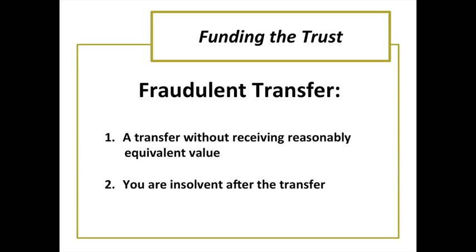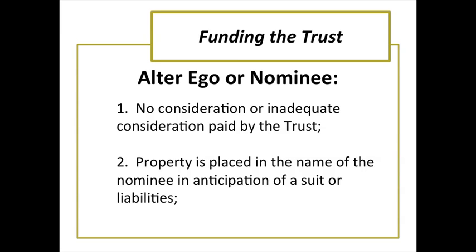So what we're trying to avoid here are those things that can wipe out the protected status of your trust. And another one of those, by the way, and I'm bringing this up because there was just a brand new IRS tax court case where the IRS, and they love to do this, they love to claim that the trust is your alter ego or nominee. And the factors they used in this particular case, which I thought I'd bring up to you guys, is number one, no consideration or inadequate consideration paid by the trust.